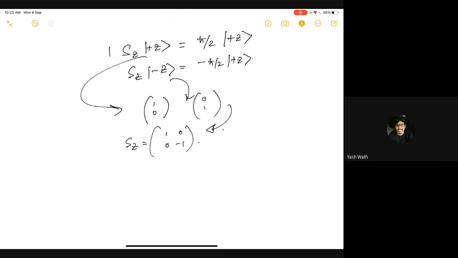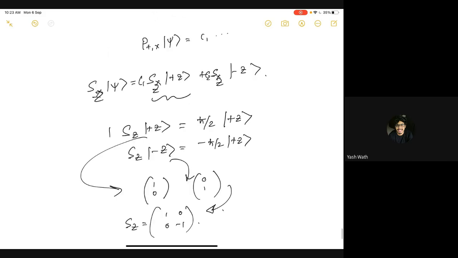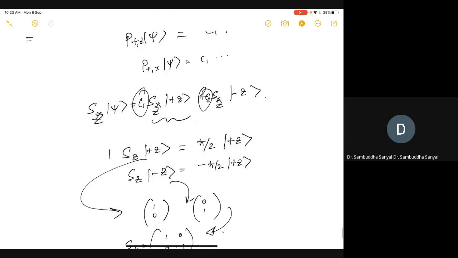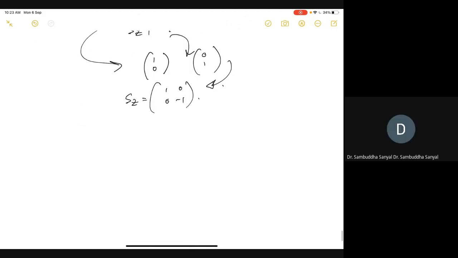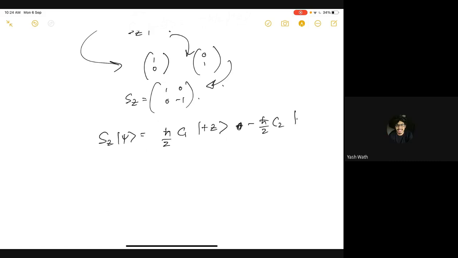But after the Sz measurement, it collapses to either plus Z or minus Z, right? Yet Sz acting on psi still gives us both components, with C1 and C2. Sz acting on psi will give you plus h bar by 2 C1 plus Z, minus h bar by 2 C2 minus Z. But after measurement, this superposition doesn't actually exist.